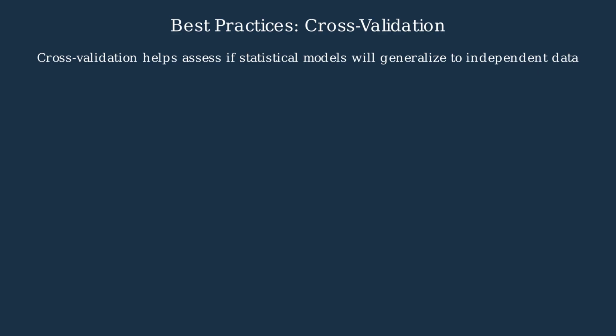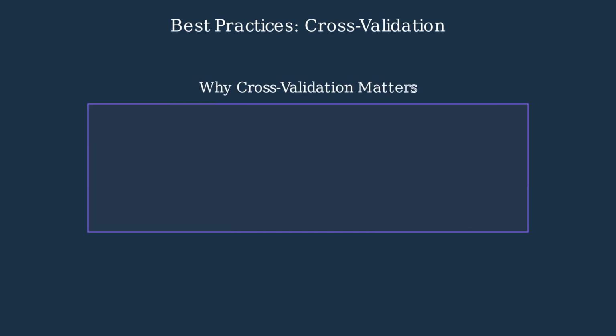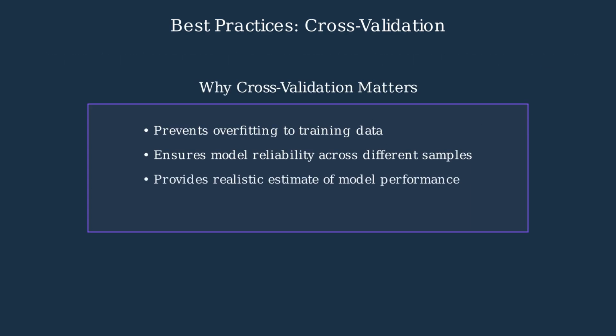Cross-validation is a critical technique in statistical analysis that helps assess whether our models will generalize effectively to independent datasets. Why does cross-validation matter? It prevents overfitting to training data, ensures model reliability across different samples, provides a realistic estimate of model performance, and is essential for validating factor analysis and PCA solutions.